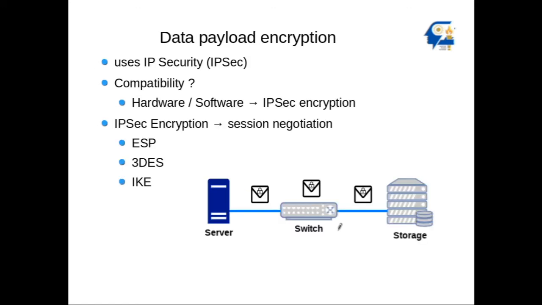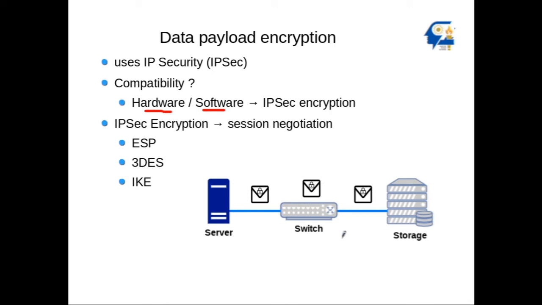Payload encryption. When the data travels in the Ethernet network, it needs to be encrypted, so all the packets are encrypted. Basically, iSCSI uses IP security. When IP security is used, there is the question of compatibility. There should be compatibility with your hardware and software, otherwise you cannot use the typical software or hardware for this purpose.